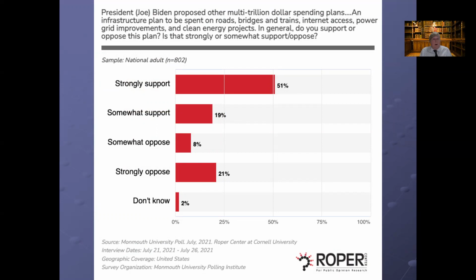So you can see that a strong majority supported Biden's approach to repairing our sagging infrastructure in the United States. A total of about 70% were supportive of Biden's infrastructure package.